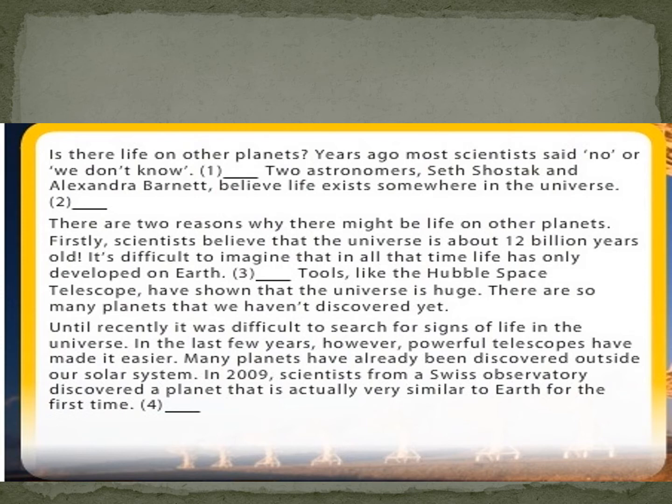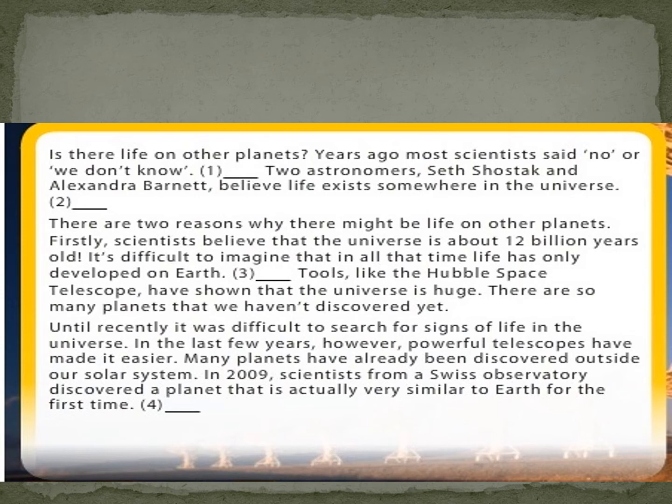Many planets have already been discovered outside our solar system. In 2009, scientists from a Swiss observatory discovered a planet that is actually very similar to Earth for the first time. What is meant by observatory? Observatory is a special building from which scientists watch the moon, stars, and the universe.